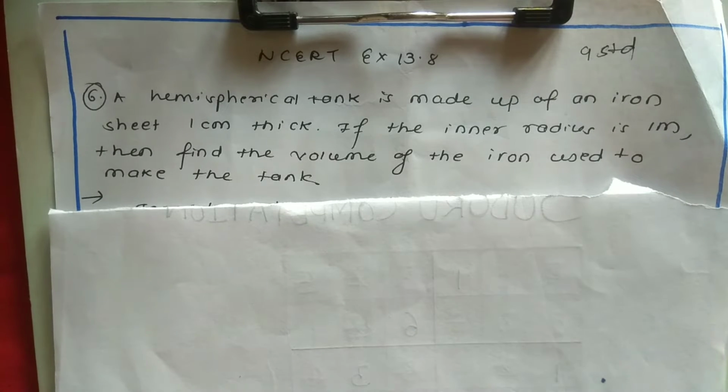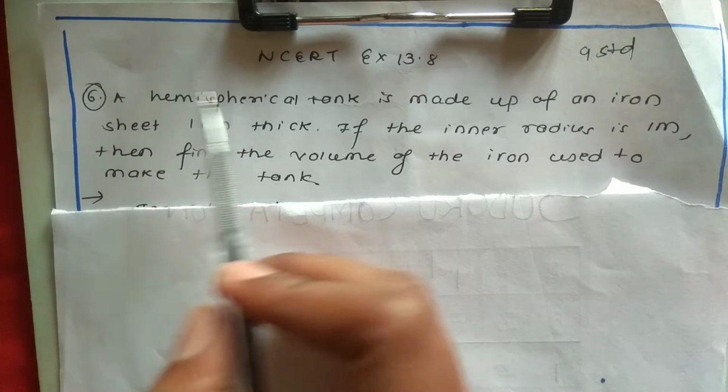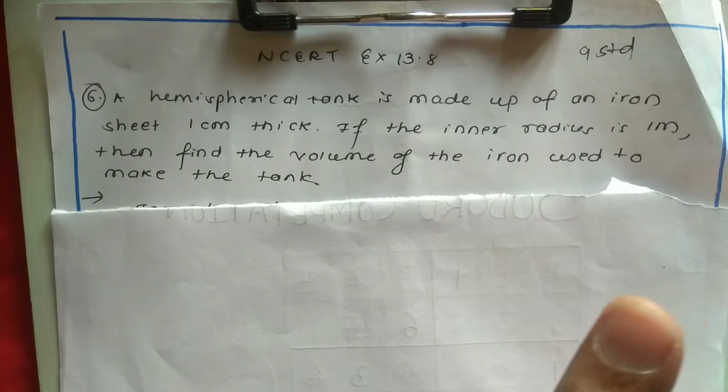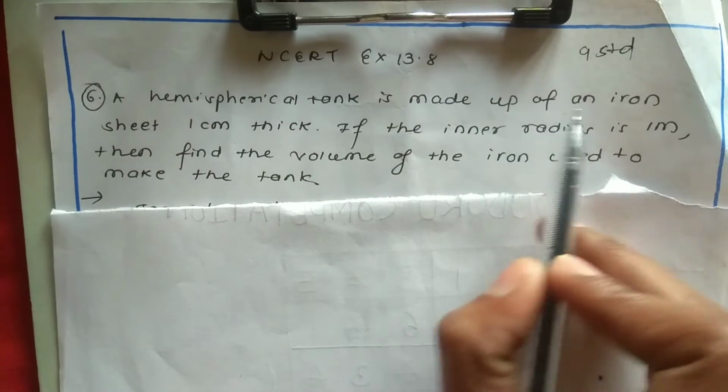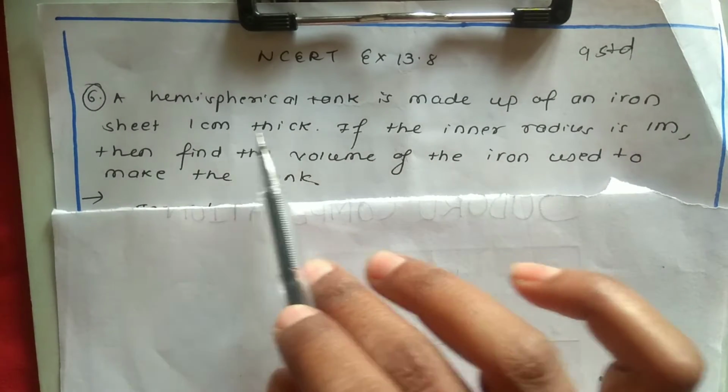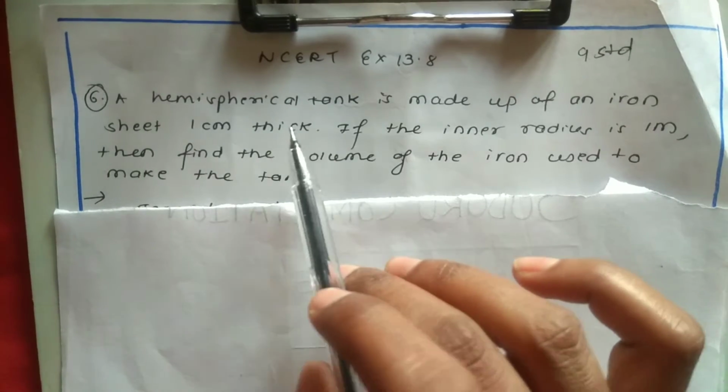Hello student, in this video I am going to explain from 9th standard NCERT exercise 13.8, the 6th question. So the question is: a hemispherical tank, so the tank is in hemispherical shape, is made up of iron sheet of 1 centimeter thick. So it has a thickness of 1 centimeter.